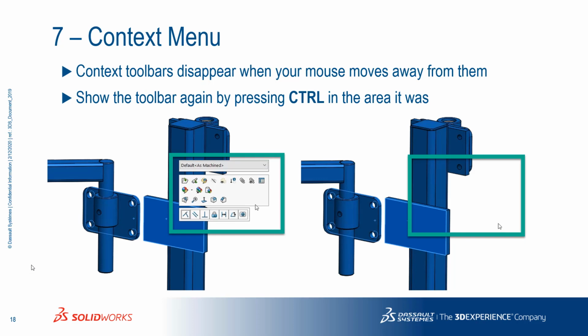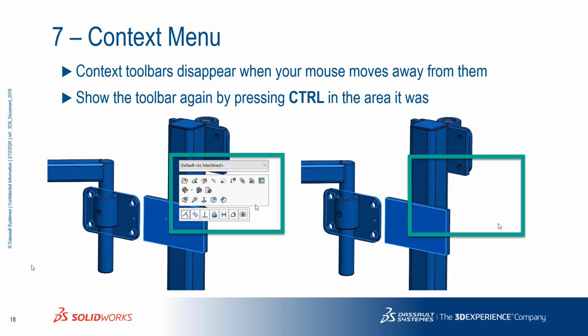7, the context menu. Now this is a great way to work in what we call this heads-up modeling environment, right? So you can minimize your mouse movement, so you can really reduce your mouse mileage, we call it. You want to focus on your design instead of going up to the command manager, over to the feature tree, all over the screen, windshield washing. You want to be focused on your design. So a great way to do that is to use the context menu.